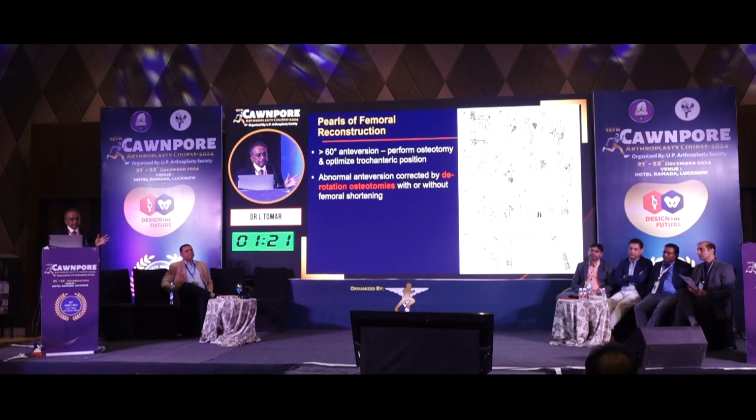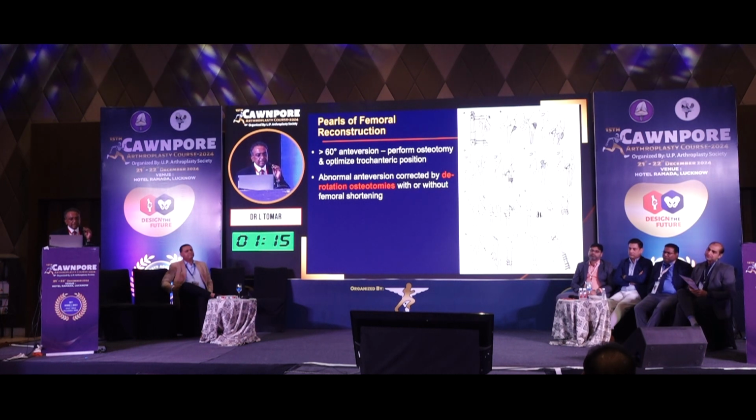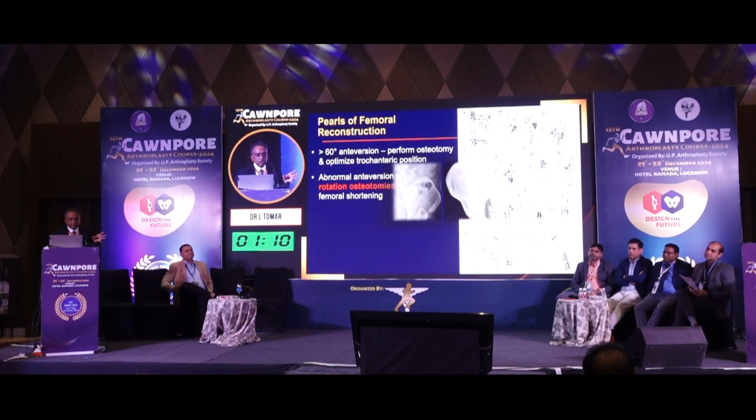If more than 60% anteversion is there, always perform osteotomy to optimize the trochanteric position, and this anteversion can be corrected by derotation osteotomy with or without femoral shortening.